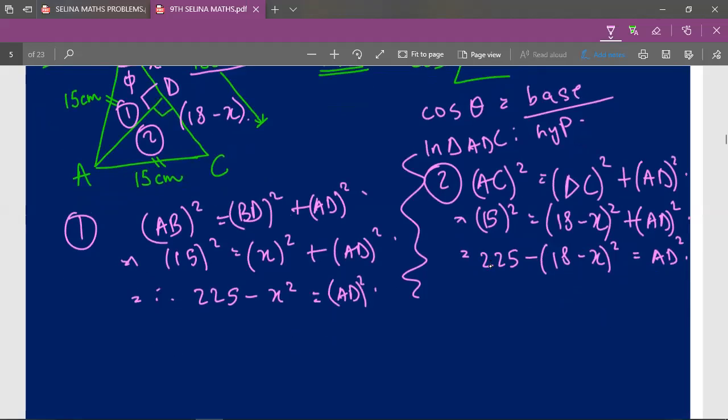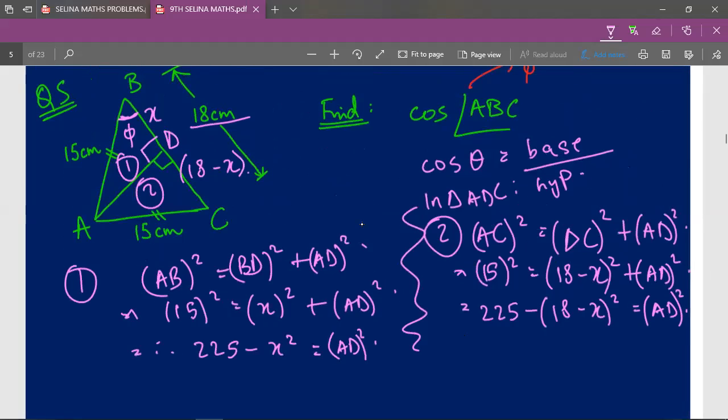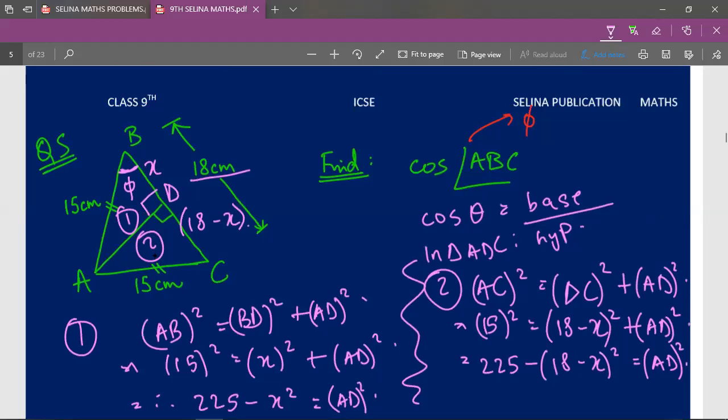So therefore, the answer comes as 225, because 15 into 15 is 225, minus. Why? Because the 18 minus x whole square came to the LHS and converted from plus to minus. So 225 minus 18 minus x whole square is equal to AD whole square. Okay. So what significance have we achieved by this Pythagoras theorem? In both parts of the triangle ABC, all we needed was the perpendicular, the same aim. The aim was the same, to find the perpendicular, and AD was a common side, that was a perpendicular.